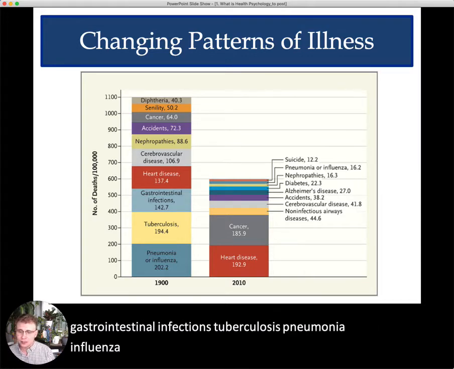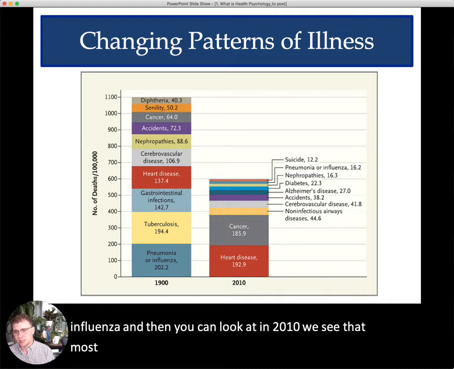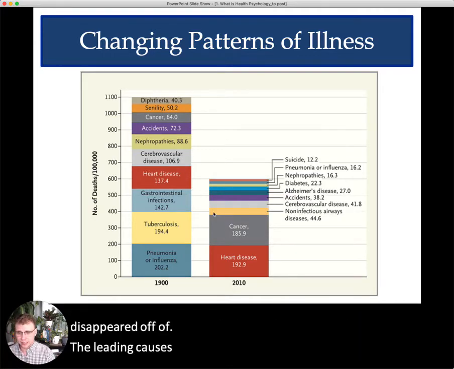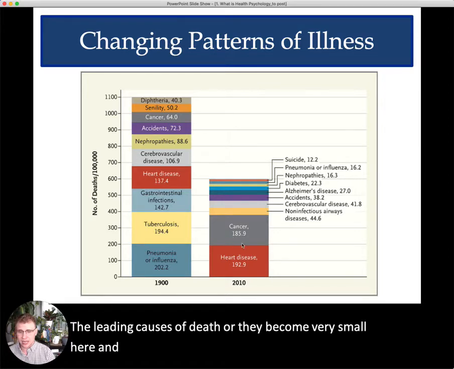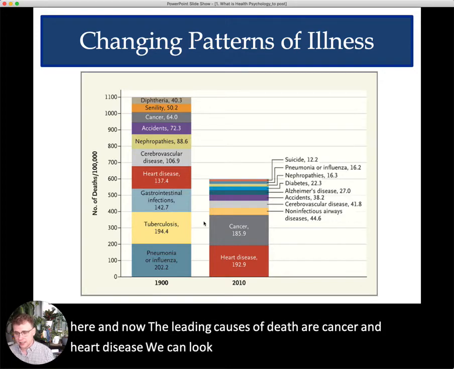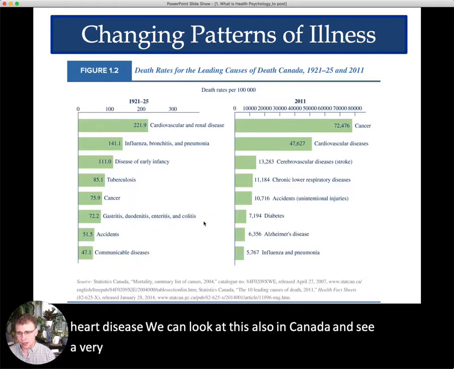And then you can look at, in 2010, we see that most of those things have pretty much disappeared off of the leading causes of death, or they've become very small here. And now the leading causes of death are cancer and heart disease. We can look at this also in Canada and see a very similar pattern of responses.